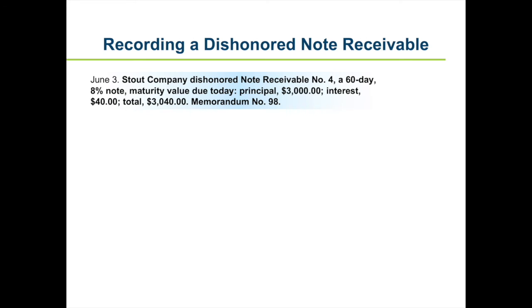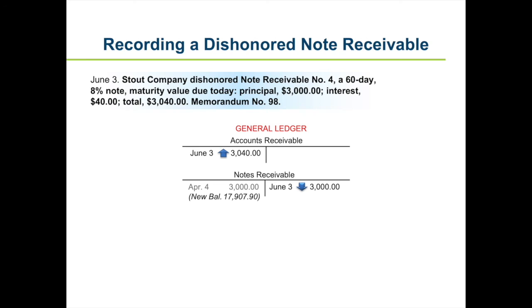Recording a dishonored note receivable. June 3rd, Stout Company dishonored note receivable for a 60-day 8% note, maturity value due today, principal of $3,000, interest of $40 for a total of $3,040. And this is all explained on Memorandum 98. So our accounts receivable is going to go up by the total amount. Notes receivable is going to go down. We're going to cancel out the note of $3,000. Our interest income is going to go up by $40.